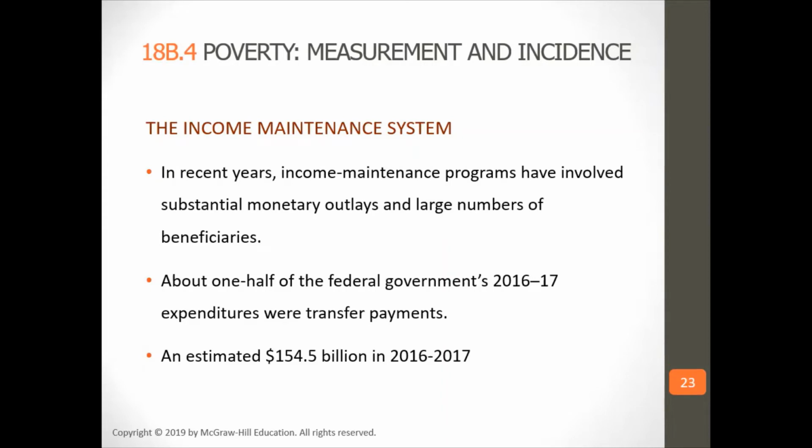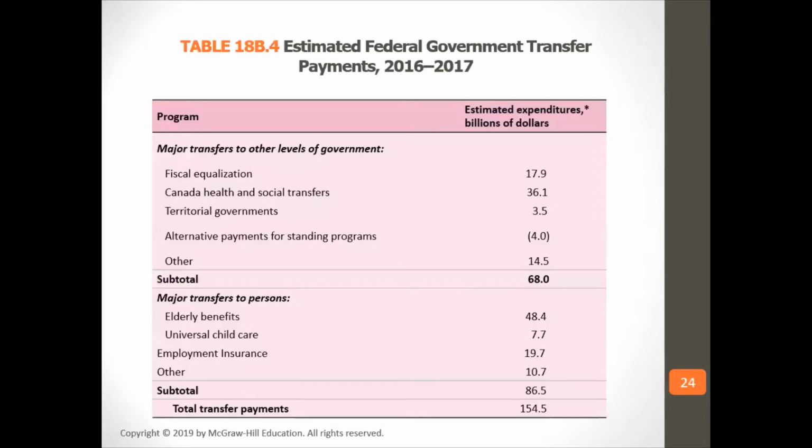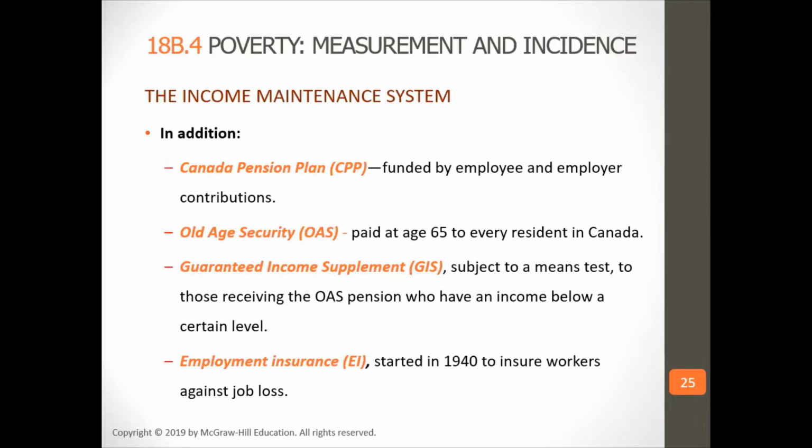About half of the federal government's expenditures were transfer payments in 2016 and 2017. That's payments to provinces and towns and cities to fund their operations. 154 billion is devoted to that in that year, and spending that money effectively is a big problem. That includes CPP, Canada Pension Plan, Old Age Security, Guaranteed Income Supplement, Employment Insurance. All these programs just don't pay enough to live. People can't live on these unless you're very frugal, and even when you're very frugal, you can't afford shelter on any of these programs. So even the government can't solve this problem.